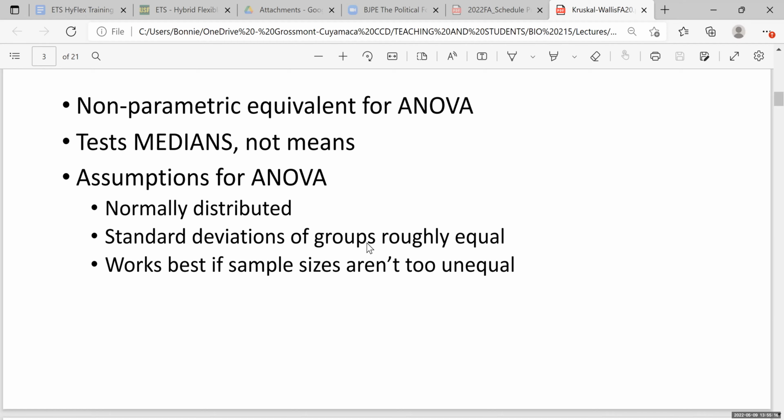The assumptions for ANOVA are that the data are normally distributed, that the standard deviations of each of the groups are approximately equal. And also, ANOVA works best if the sample sizes between the different treatments are close to equal. So if any or all of these assumptions are violated, then we need to switch from doing our planned analysis of variance to doing a Kruskal Wallis test.